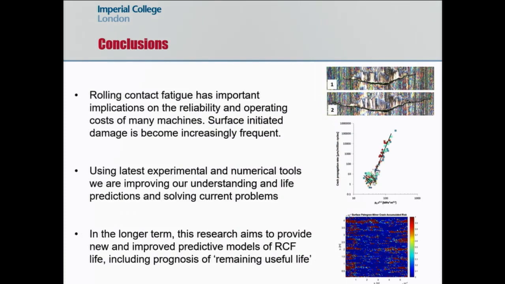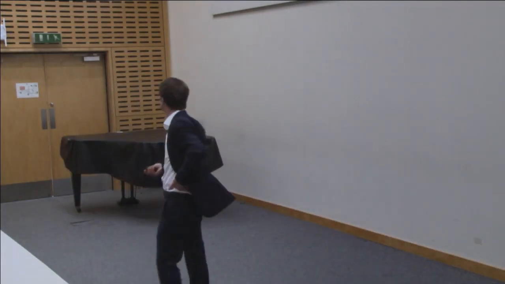So I'll wrap up by saying contact fatigue appears to be important because it affects such a vast range of systems. And I think we're making some progress using some latest experimental techniques and numerical models. And in the longer term, what we really want to do is use that understanding to provide better predictions and hence reduce the maintenance and downtime costs of mechanical systems.